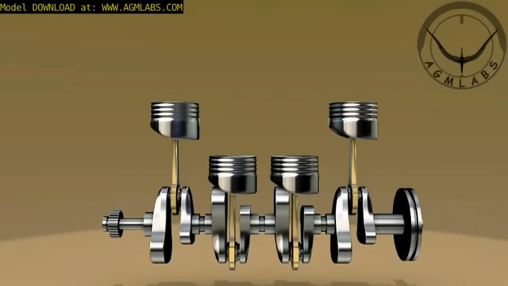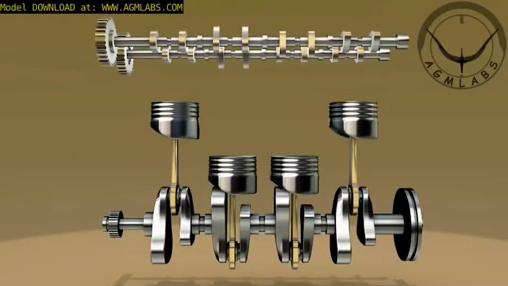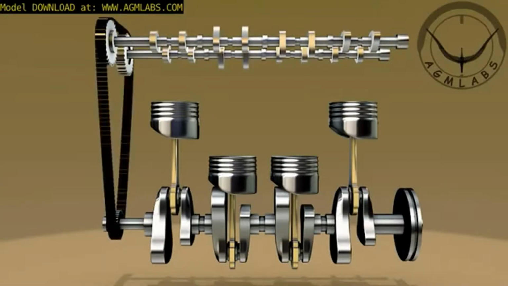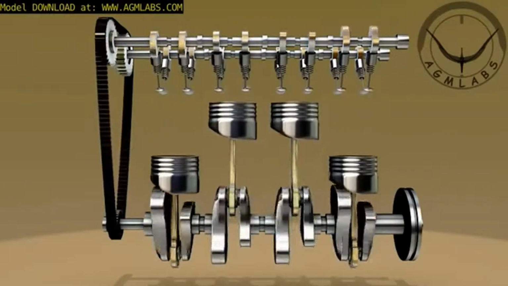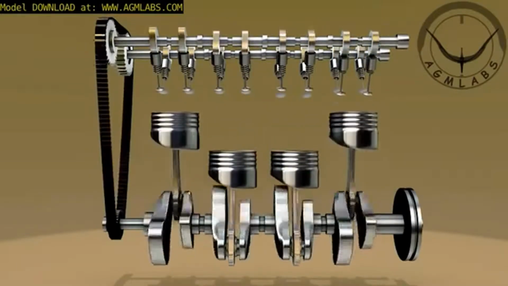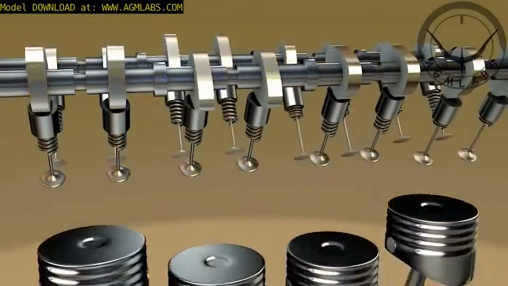At the top of the crankshaft there is a camshaft which is connected to the crankshaft by a timing belt. While the crankshaft is making the pistons move up and down, the camshaft is turning, making the valves open and close.